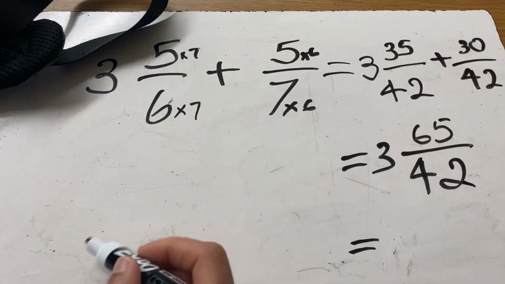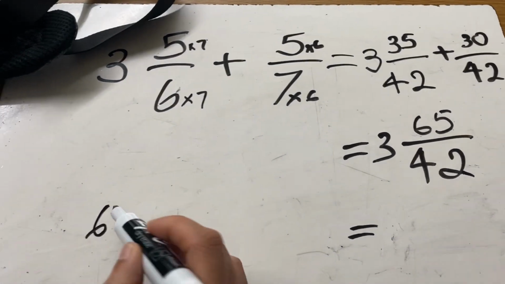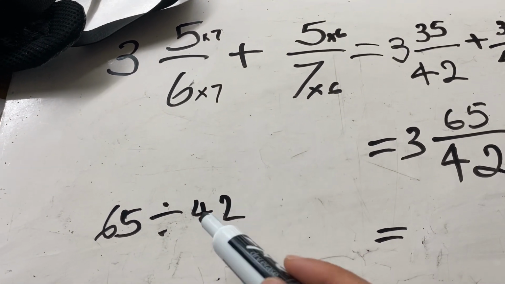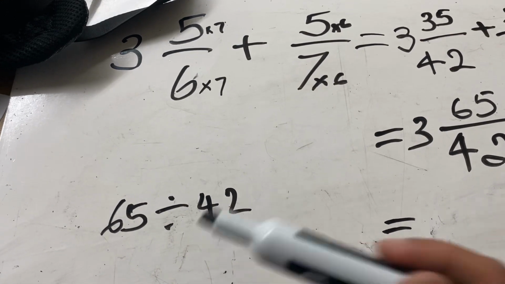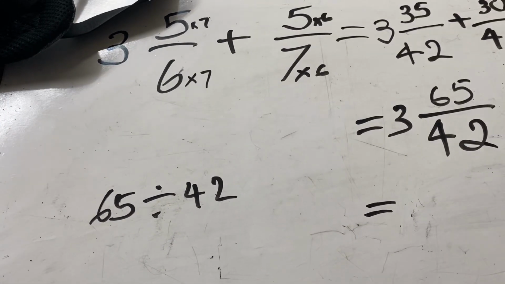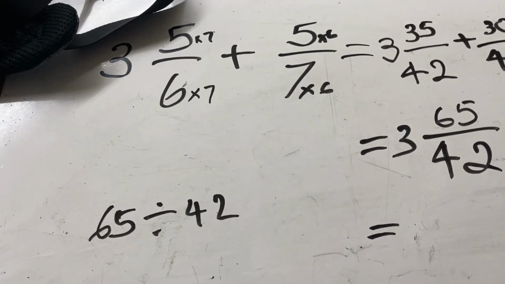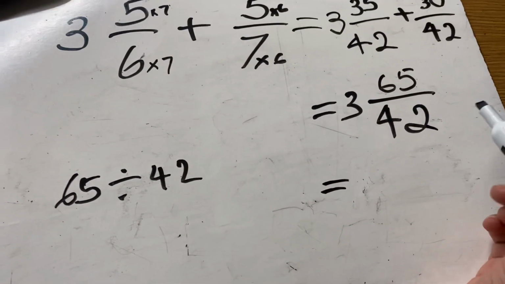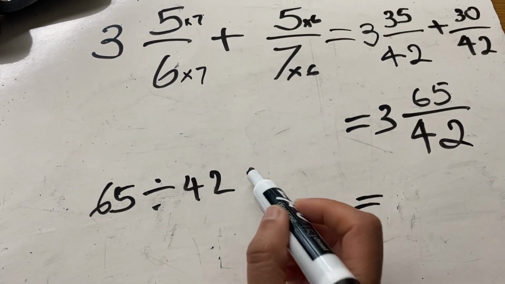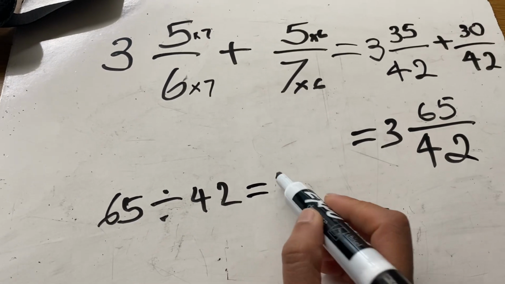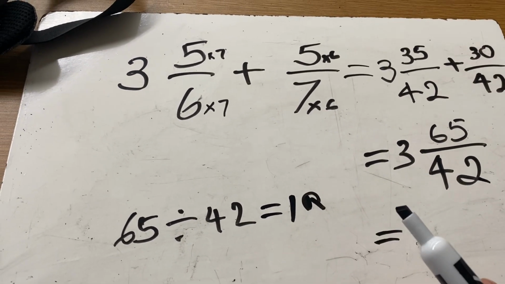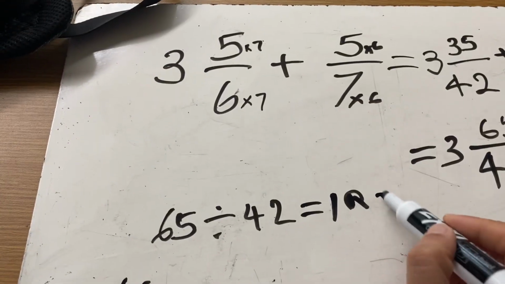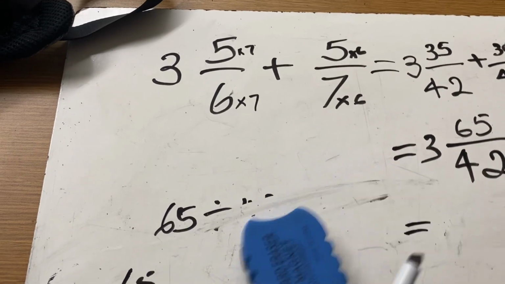So the way to do it is 65 divided by 42, right? And whatever you get as your answer to this will be your whole number. And whatever is left over will be your remainder. And if you don't remember any of this, watch the video that shows you how we get the mixed number from an improper fraction. So real quick, 65 divided by 42 is 1 with a remainder of 65 take away 42, which is 23. So 1 with a remainder of 23.